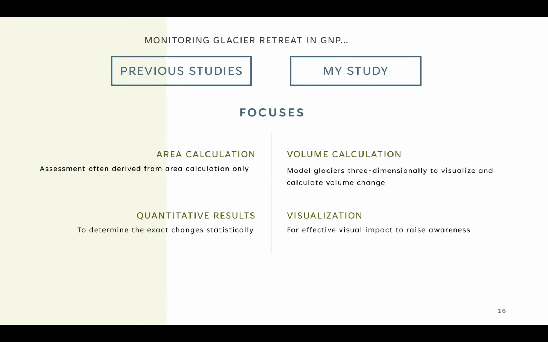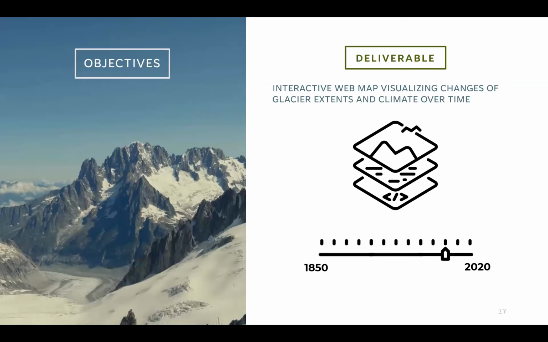Compared with the previous studies I mentioned, my project will focus on a volume calculation in 3D instead of area calculation in 2D. The previous studies have often compared changes in glacier area over time, when volume is a more significant indicator of the change. And I also plan to focus more on the visualization of the results to provide a more effective visual impact to raise awareness of this issue, rather than the traditional research in the past that focused more on the quantitative results. My final deliverable will be an interactive web map with the time slider that visualizes the change of glaciers over time.